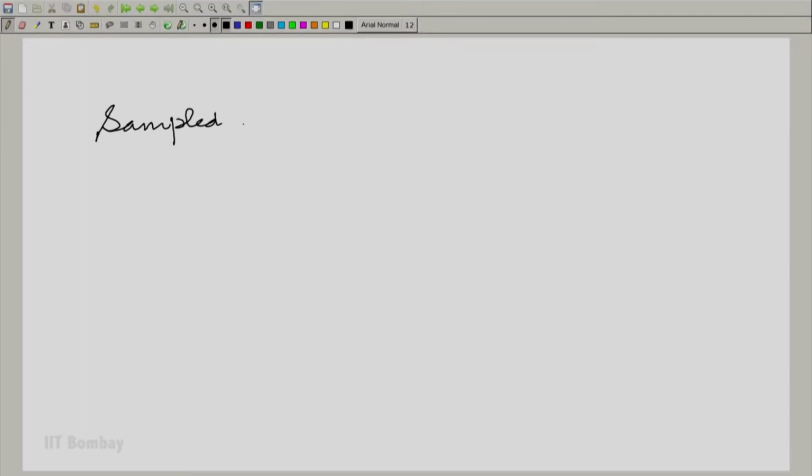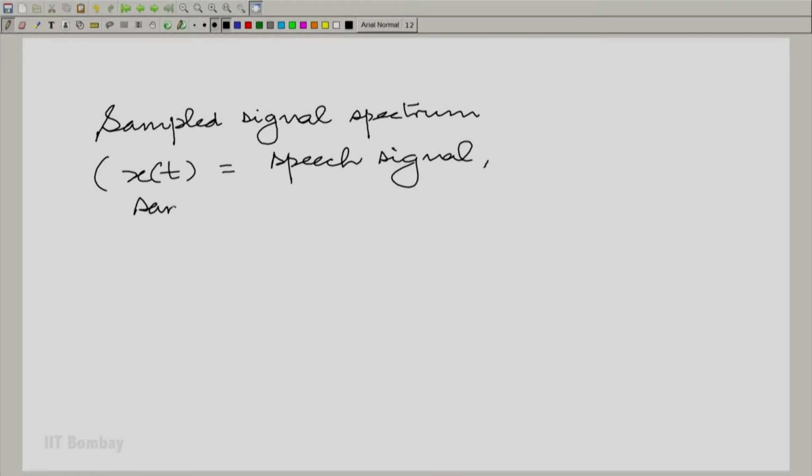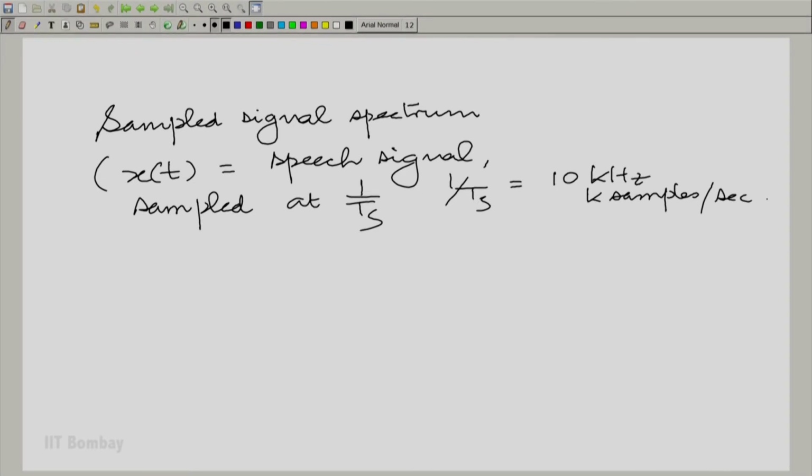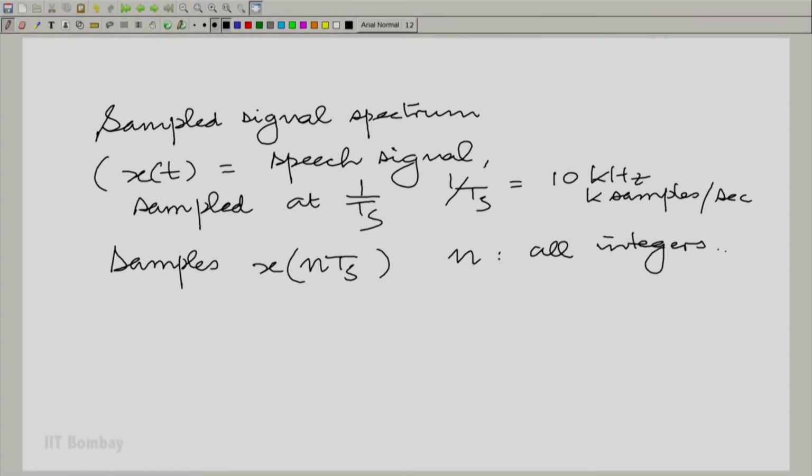The sample signal spectrum. So, we are talking about x of t, continuous t as the speech signal, sampled at 1 by Ts, where of course 1 by Ts is 10 kilohertz or 10 kilo samples per second, that is more appropriate. And therefore, what you really have is the samples given by x evaluated at nTs, where n is all the integers. So, after sampling, what is the signal formally?